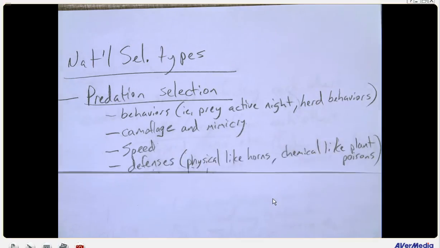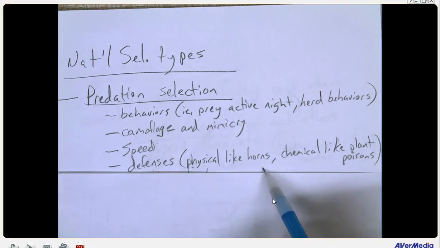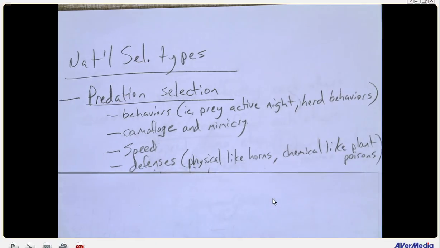Speed selected for, whether you're predator or prey, depending on the organism. And defenses like horns or chemical like plant poisons. Rhubarb leaves are poisonous. Deadly nightshade poisonous. Keeps those herbivores away. Okay, pause at this time.